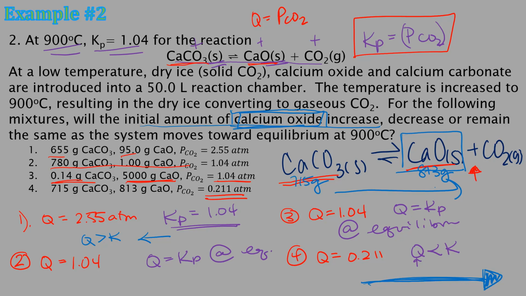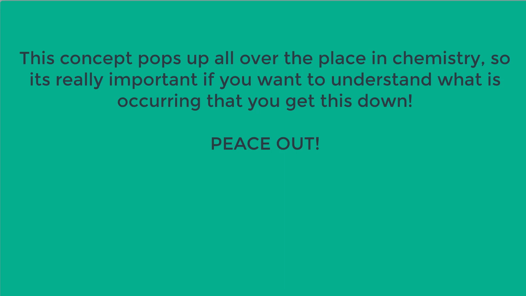So to go back and summarize, on this first one right here, calcium oxide will decrease. Here, calcium oxide will remain the same because it's at equilibrium, so it's not going to change. Here, it's at equilibrium, so it's going to remain the same. And then for this one, calcium oxide amount is going to increase because it's going to go toward the product and make more product. All right, that's it.